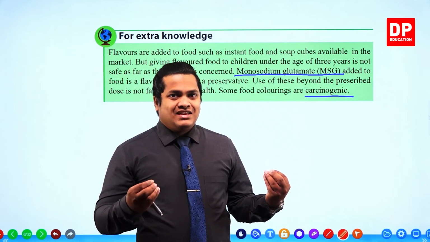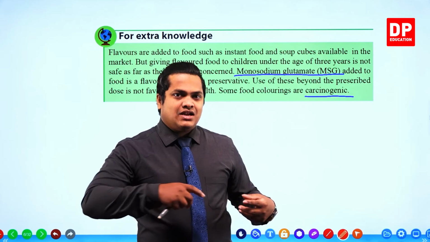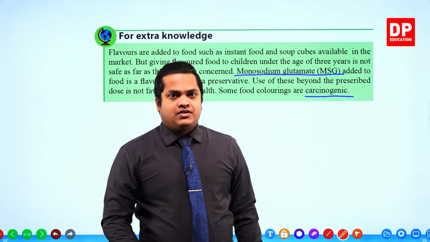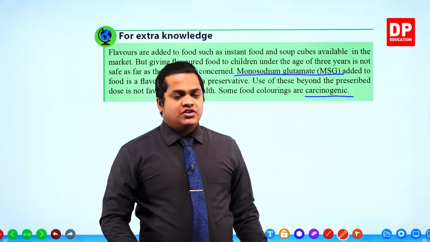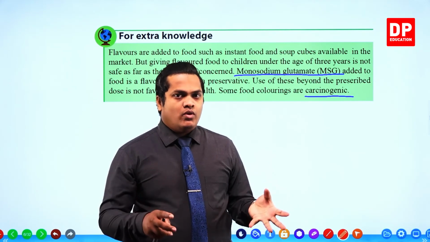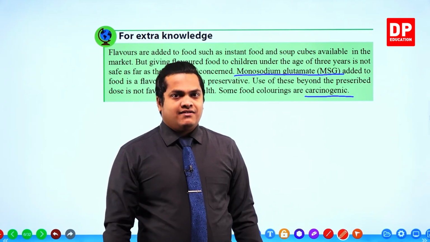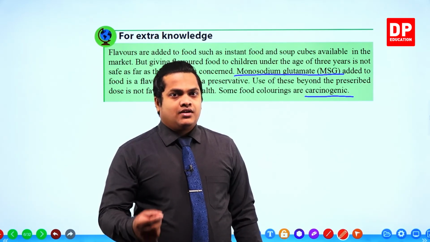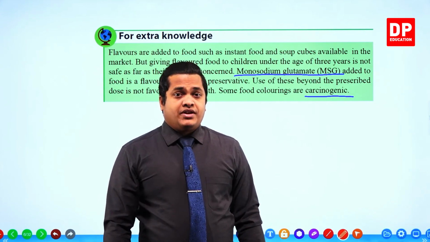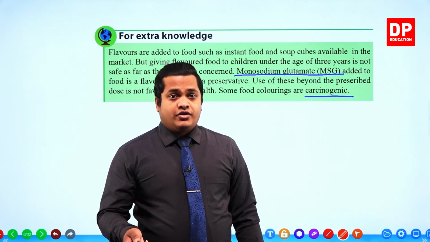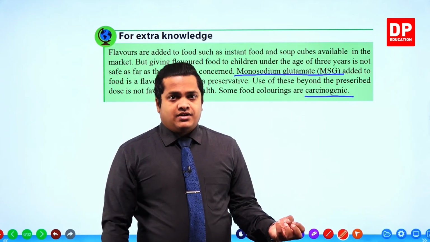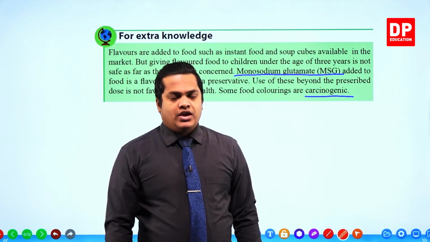But however, even though there are no direct links, indirect links are plenty. There are plenty of indirect links. Okay. There is no direct connection between MSG and these non-communicable diseases. But however, indirectly, flavors like MSG are going to create different kinds of complications within our body. If MSG is taken in higher doses, in higher concentration, sometimes complications like thirst, nausea, dizziness may occur. Okay?